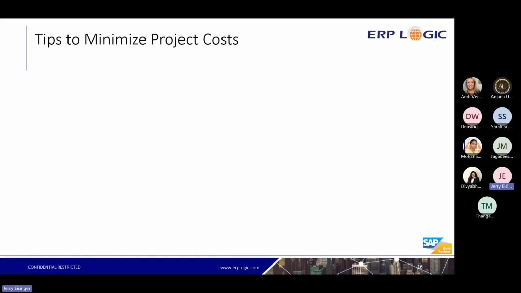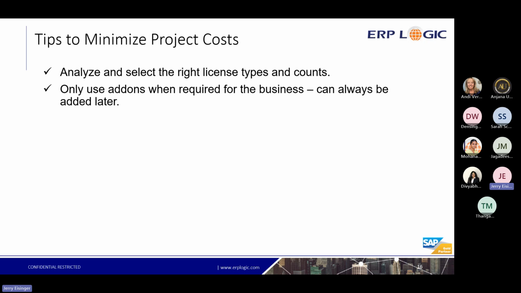So to move into the final step of the webinar is to talk about tips to minimize the cost of these projects. These are really things that we've just seen from our experience of implementing. The first is analyzing and selecting the right license types and counts. So, as I went through that user matrix, it's very important to really take the time to go through user by user and identify what license they need and how many of each license.